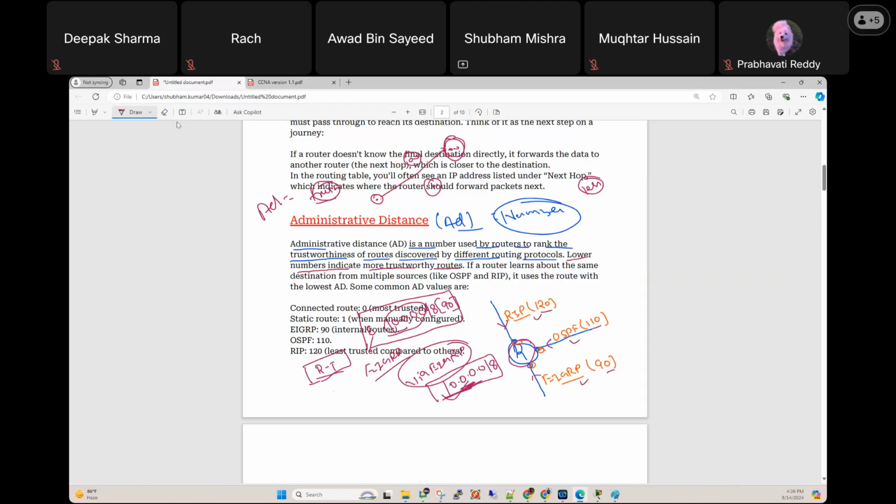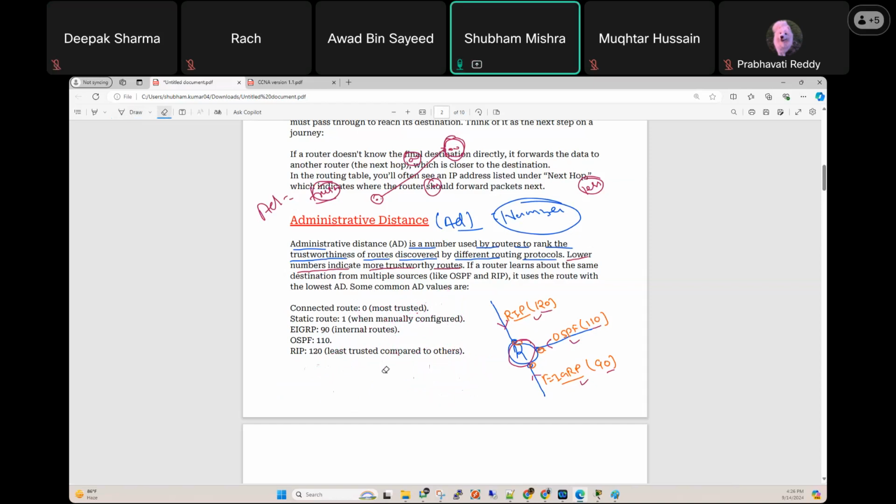So I hope now you understand the meaning of administrative distance. Basically, please remember, a lower AD value is always preferred, or a lower AD value is always more trustworthy. Clear? Understand?